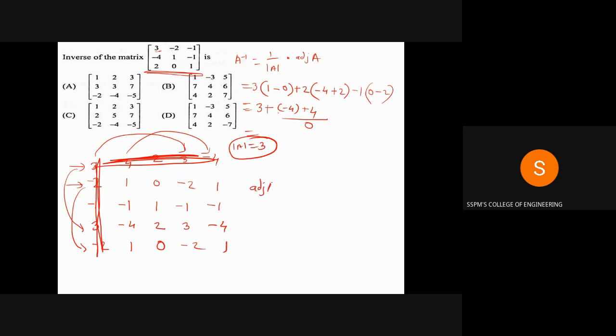Therefore, the adjoint of A is what? We will have to calculate this. 1 into 1 it is 1, 0 into minus 1 is 0, 1 into 1, therefore the determinant of this is 1. Now we calculate this: 0 into minus 1 is 0, minus 2 into 1, that is 2.